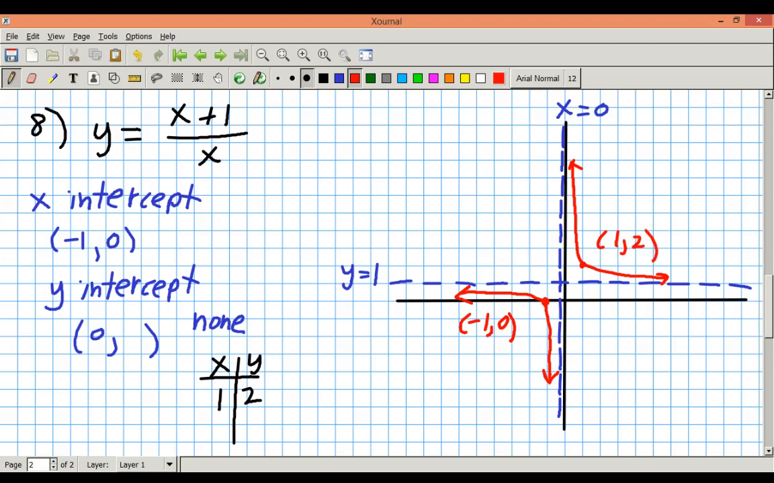Okay, we got the intercepts, we got the asymptotes. They want the domain of the function. That's what can x be. And so you can look at that equation and say that x can be anything you want except for 0. So the domain is x is not equal to 0.